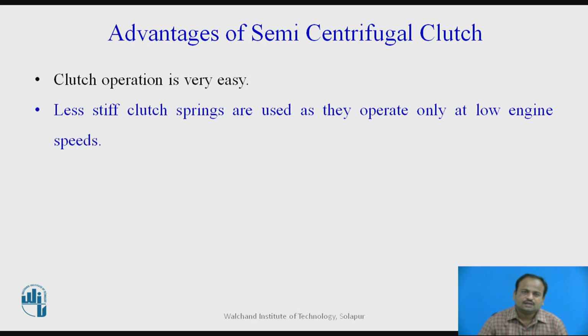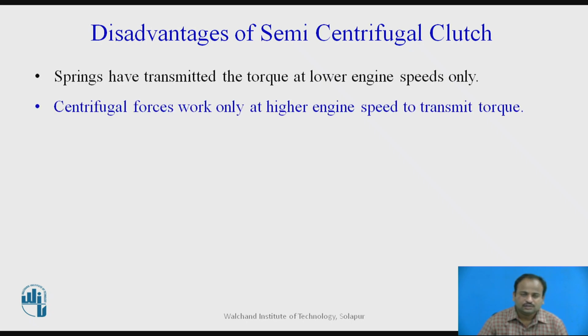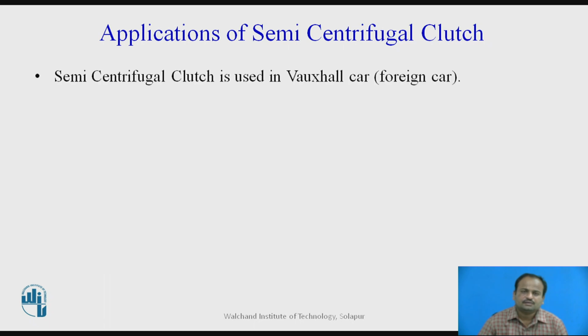Advantages of semi-centrifugal clutch: clutch operation is very easy. Less stiff clutch springs are used as they operate only at low engine speed. Disadvantages: springs transmit the torque at lower engine speeds only. Centrifugal forces work only at higher engine speed to transmit torque. Applications: semi-centrifugal clutch is used in Vauxhall car.